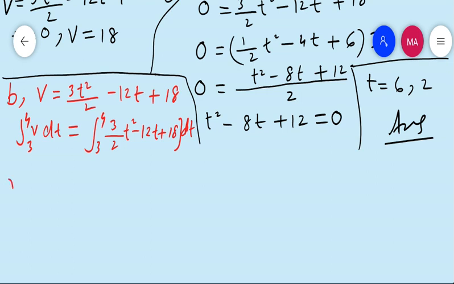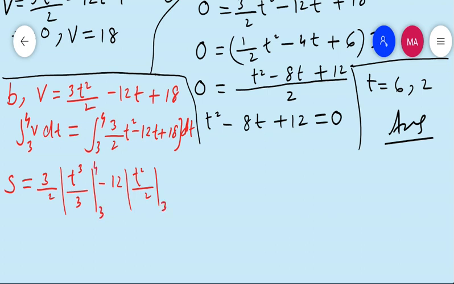So integrating v gives s is equal to 3 upon 2 times t square integration is t cube upon 3, minus 12t integration is t square upon 2, with limit 3 to 4, plus 18 dt integration is t, limit 3 to 4. So this will give you the final answer.